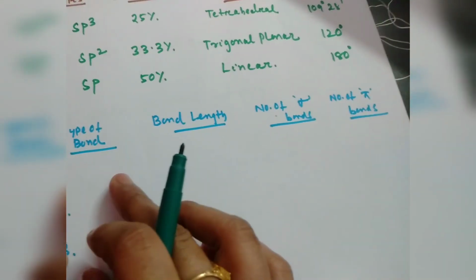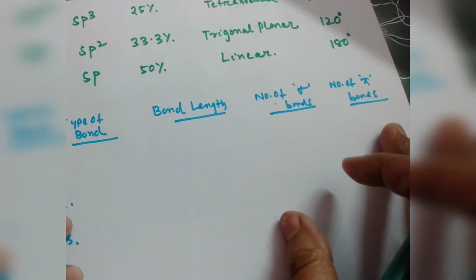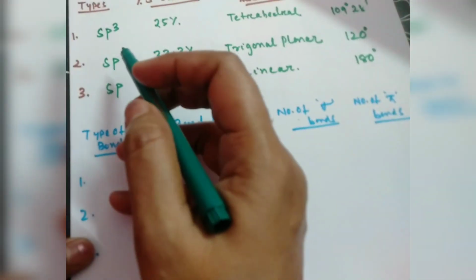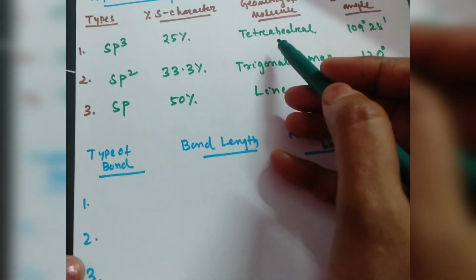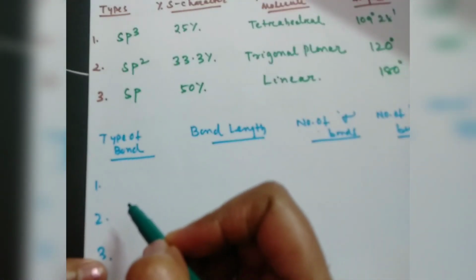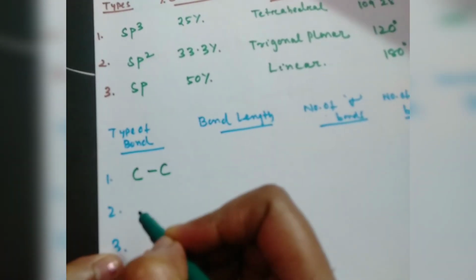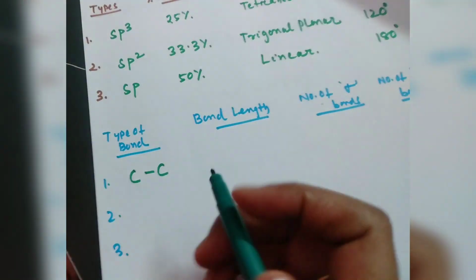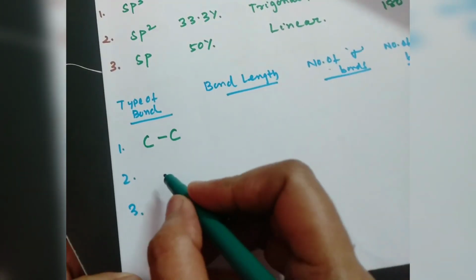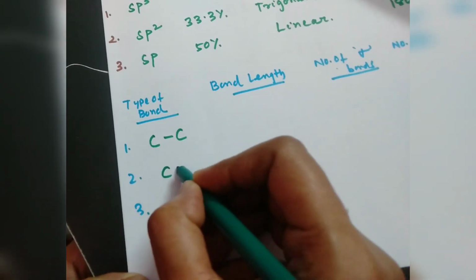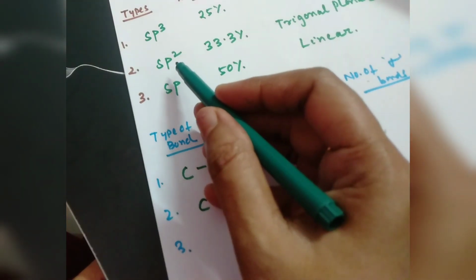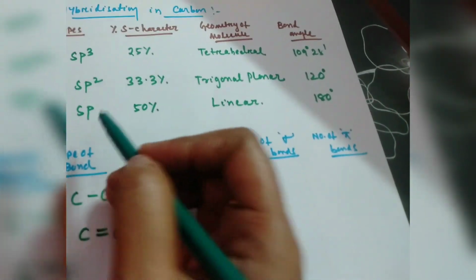Okay. Now next is, what is the type of bonds and what is the bond length? What are the number of sigma and pi bonds? If we consider sp3 hybridization, the structure is tetrahedral. That means all alkanes, the carbon-carbon single bonded compounds, come under sp3 hybridization. Similarly, if between two carbon atoms there is a carbon-carbon double bond, then it comes under sp2 hybridization.